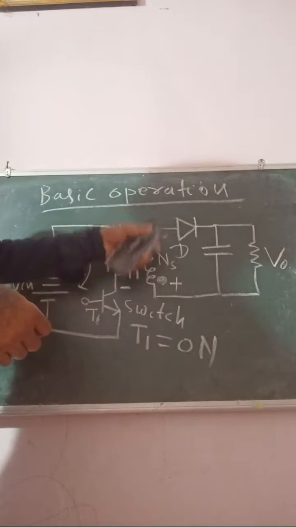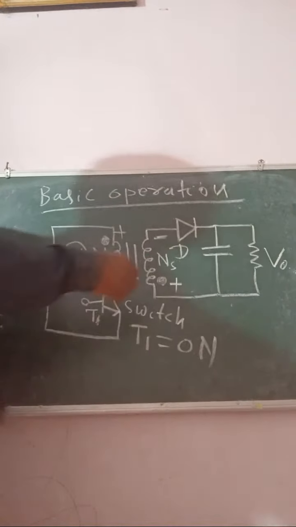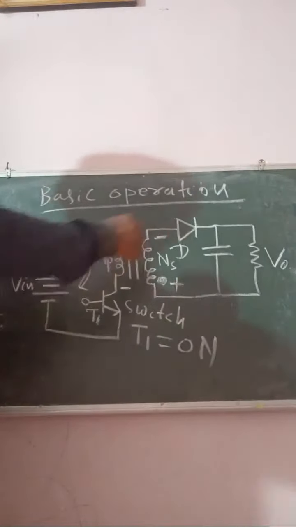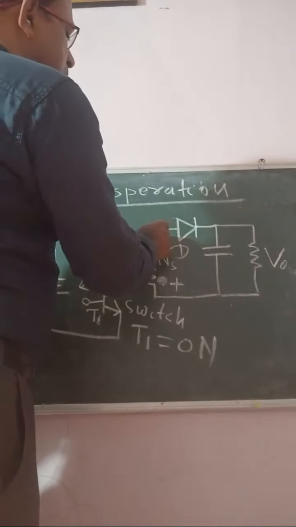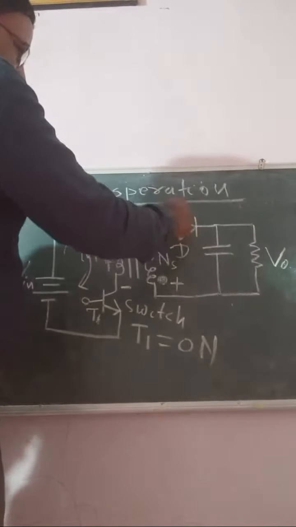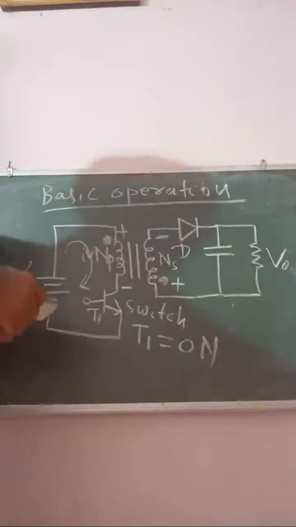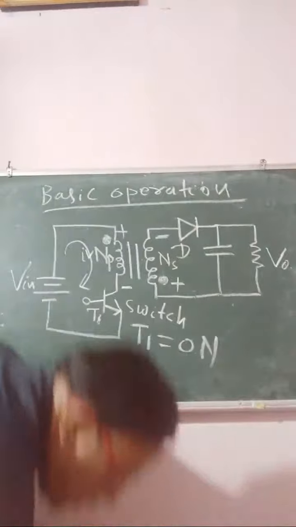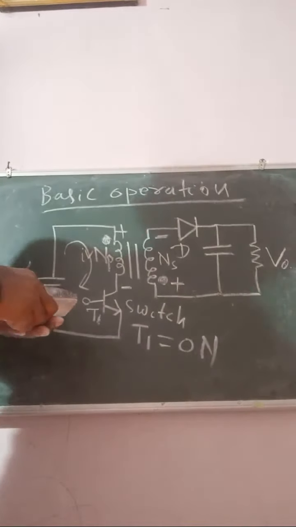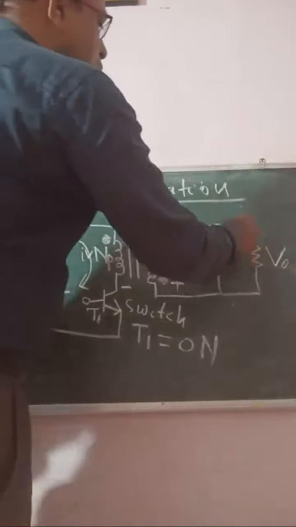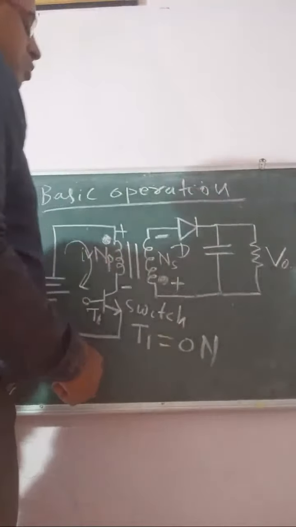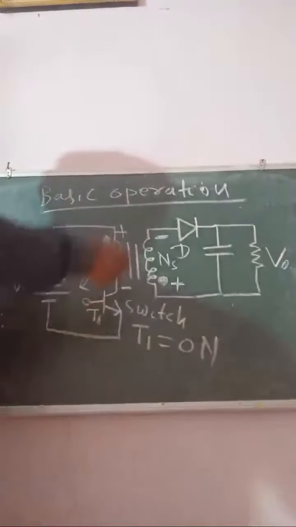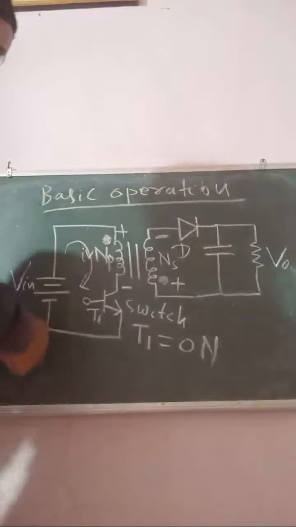But on the secondary side, what happens? This side is plus and this side is minus. Therefore, the negative is connected to the anode of the diode. Therefore, the diode acts as an open circuit. Therefore, no current flows in the load. Zero current flows on the load side.